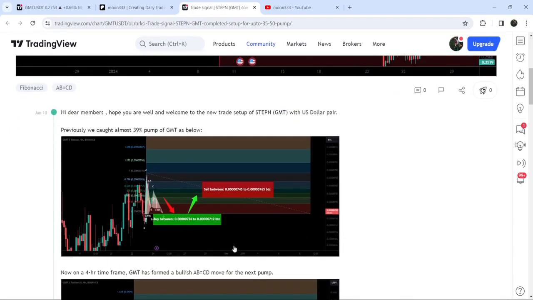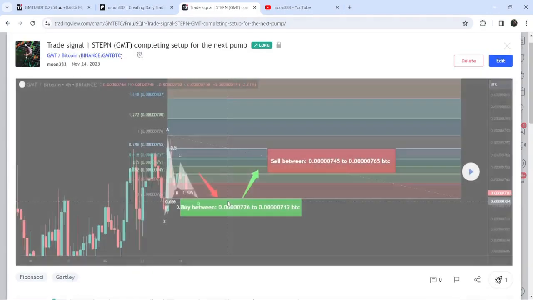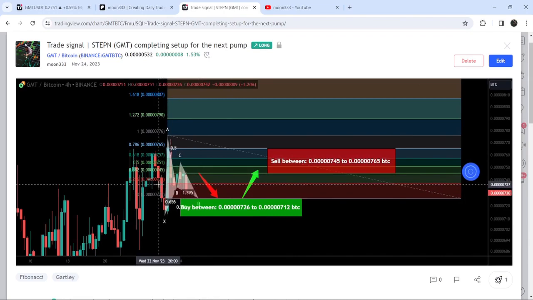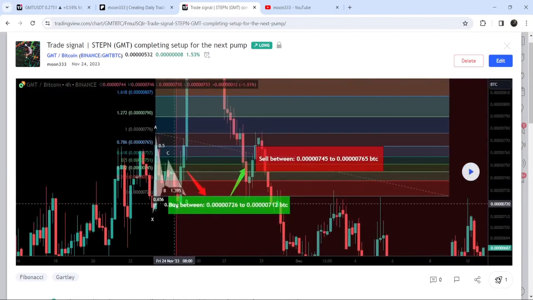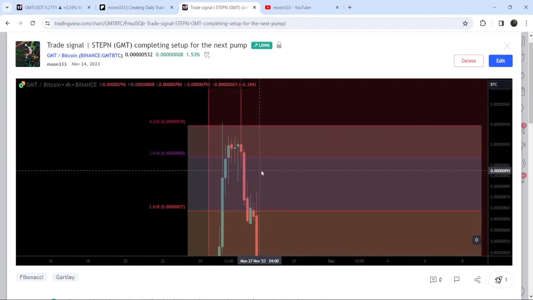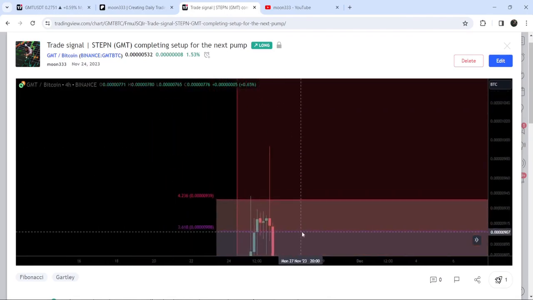And before that, I shared this harmonic bullish reversal Gartley pattern that was formed on a 4-hour time frame chart with the Bitcoin pair. It was completing the final leg. And if I play this chart, then you can see that the price line dropped more down and completed the leg, entered the buying zone here. Then we had a very, very powerful reversal. And this was almost 39% pump on this 4-hour time frame chart.